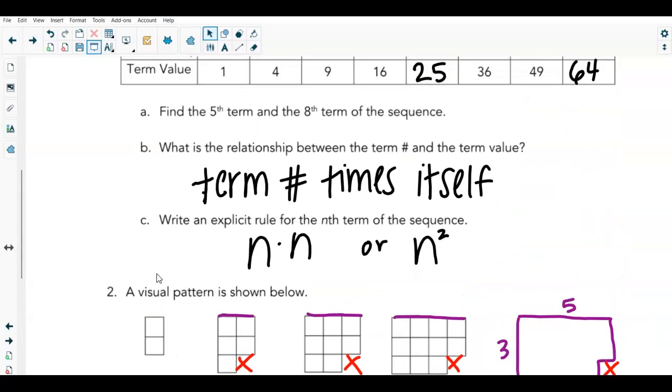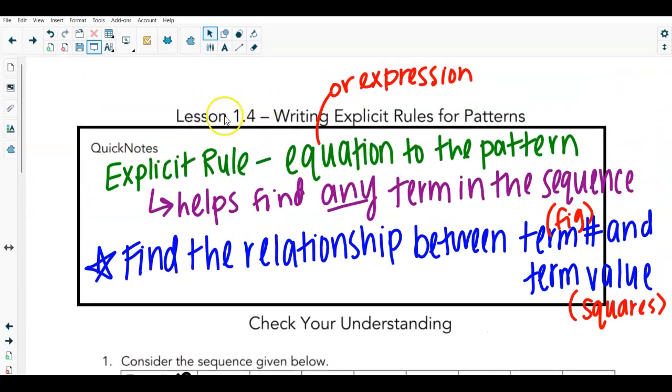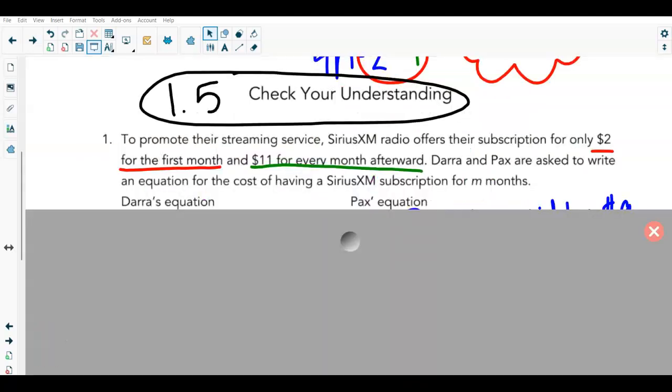Okay, go ahead and open up. We just did the 1.4 check your understanding. Go ahead and flip to the 1.5 check your understanding. You'll get another 5 minutes by yourself to work on it, and then the sub will play the video to show the answers. So go ahead and flip open to 1.5, check your understanding.